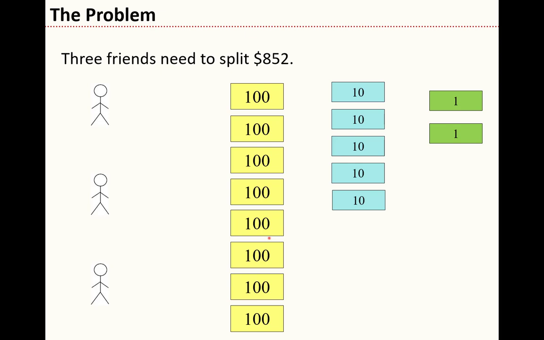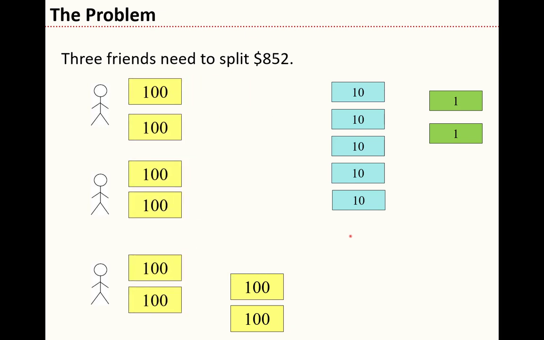I really like this demonstration. Suppose 3 friends need to split $852. That was the problem we just had. 852 divided by 3. So I start off with 8 hundreds. Oh, check. They really have $852 to split. So the 8 hundreds, I split those as evenly as I can.